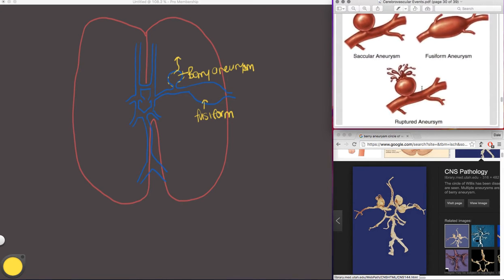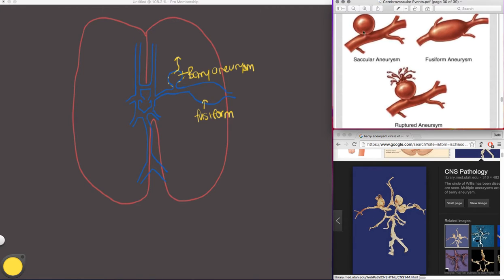And if you take a look here, we can see the two different types that we're talking about. So we have our saccular aneurysm, again, that looks kind of like a berry coming off of the circle of Willis, or we have a fusiform aneurysm, which is really just weakening dilation of that wall. Either way, what's going to happen is we're going to lose the integrity of that tunica media. We're going to lose the integrity of that muscular layer of our artery, and it's going to make them prone to rupture or bursting.